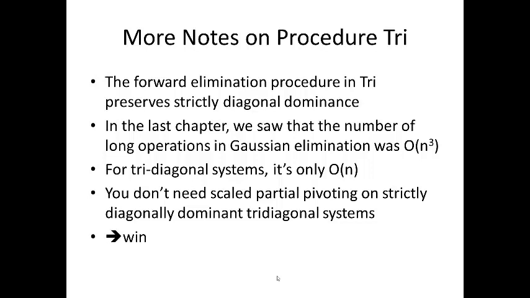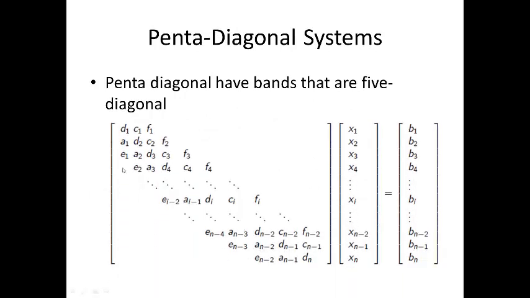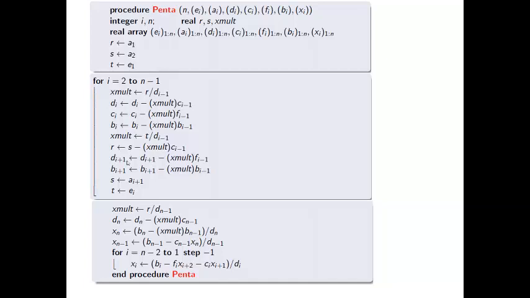Now let's take a look at another specialized type of system called pentadiagonal systems. These are 5-diagonal. So here we have our diagonal D, and we have 2 above, C and F, and 2 below, A and E. And the principles illustrated by tri can be applied to matrices that have wider bands of non-zero elements, such as these pentadiagonal systems. Let's take a look at the pseudocode for solving the pentadiagonal system.